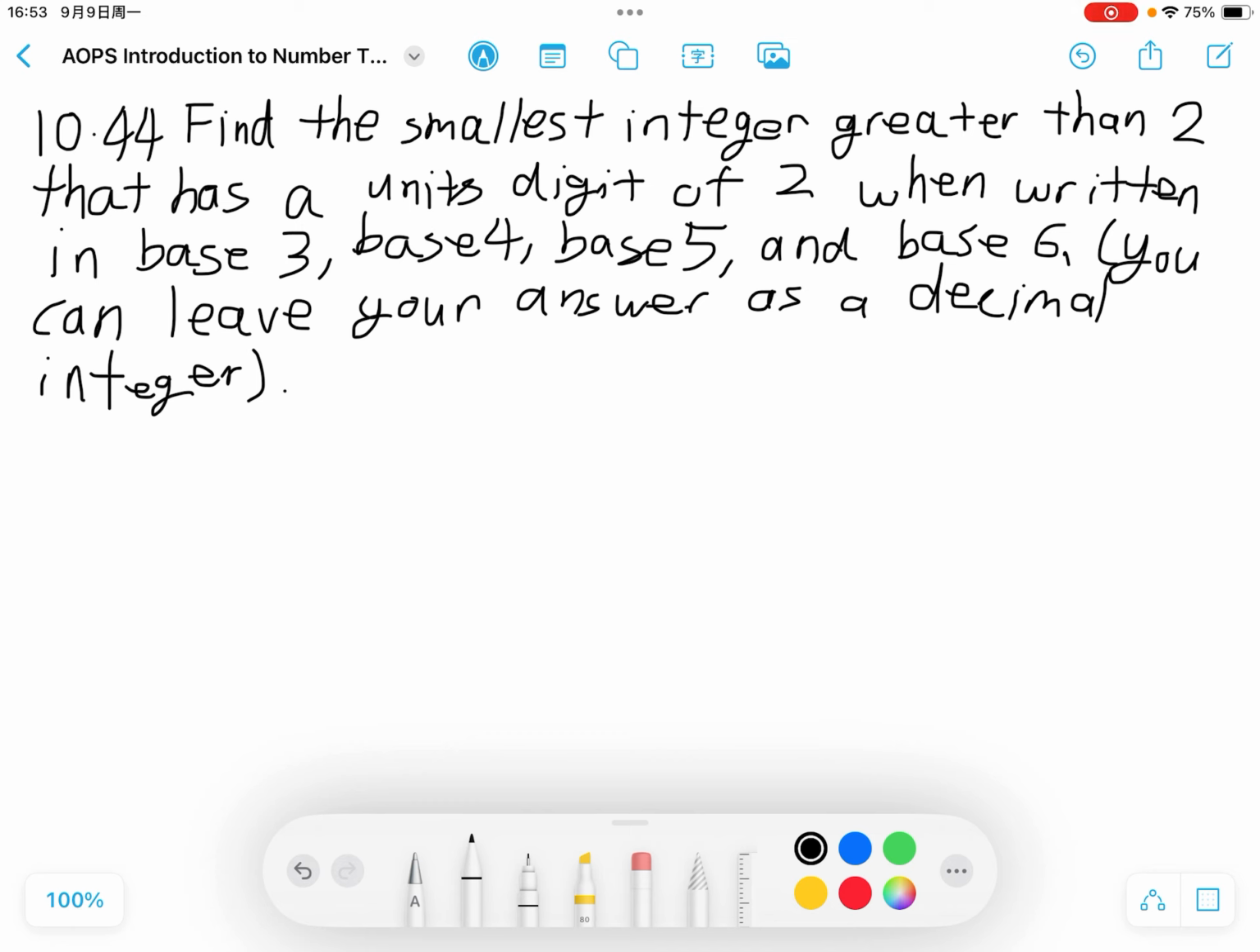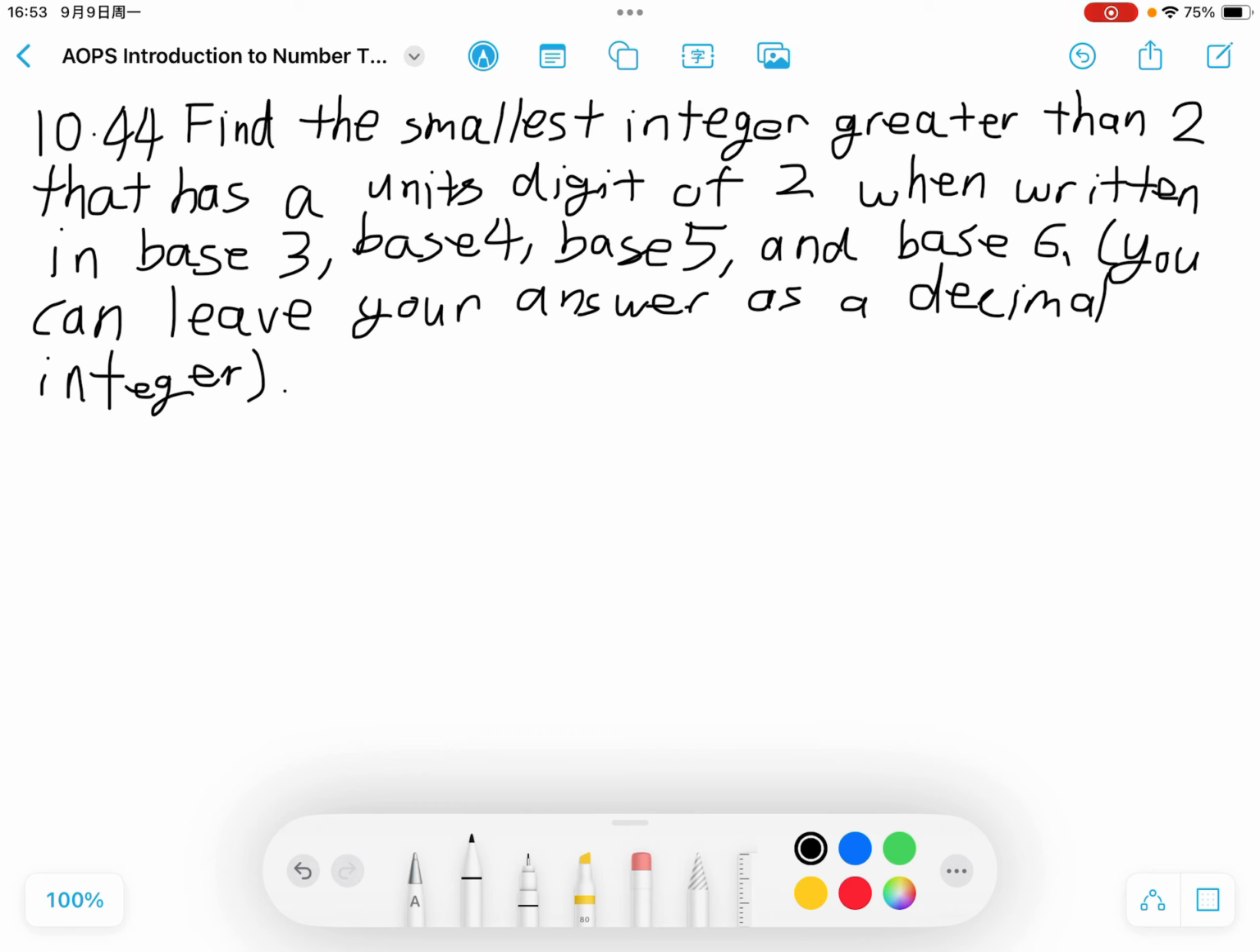So what does this problem actually want us to find? The problem is there, but how do we change this to something easy to find, or at least something that is not that confusing? So we want to find a number, the smallest integer greater than 2, that has a unit digit of 2 when written in all these bases. So what does this mean? Let's look at a few examples.